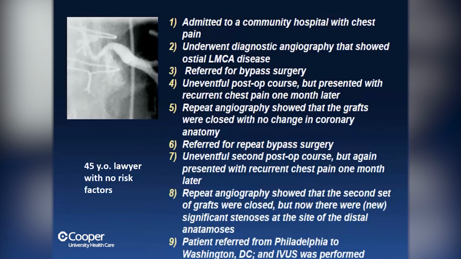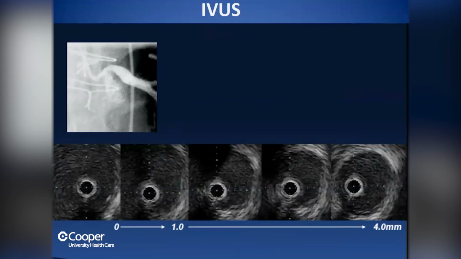He was referred for repeat bypass, again survived the second surgery, and presented again about a month later with chest pain. Repeat angiography showed closure of the second set of grafts, with a lesion at the distal anastomosis where one of the grafts attached. Finally, it was decided to do IVUS of that left main. And this is the IVUS of the left main, with no disease whatsoever in the ostium. And that's the reason why the grafts closed.